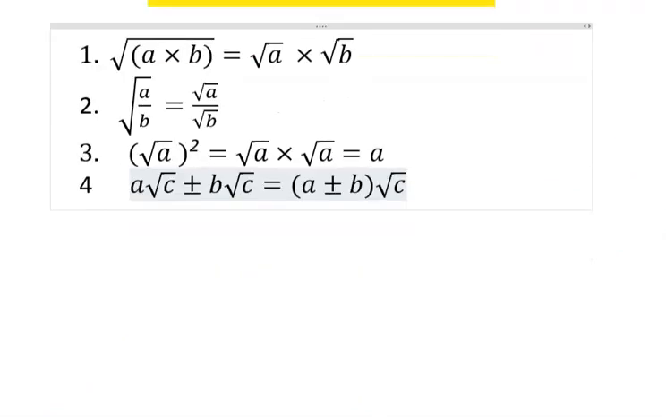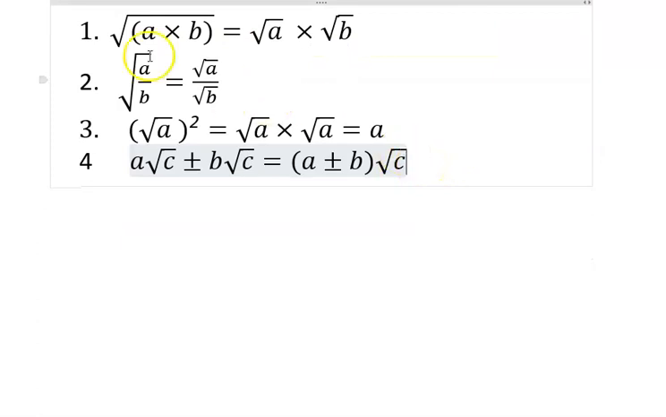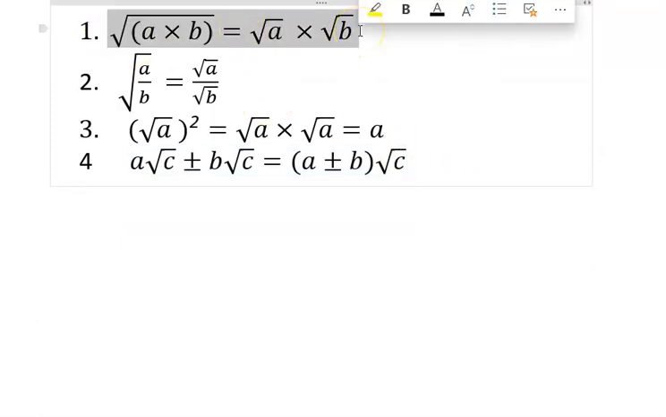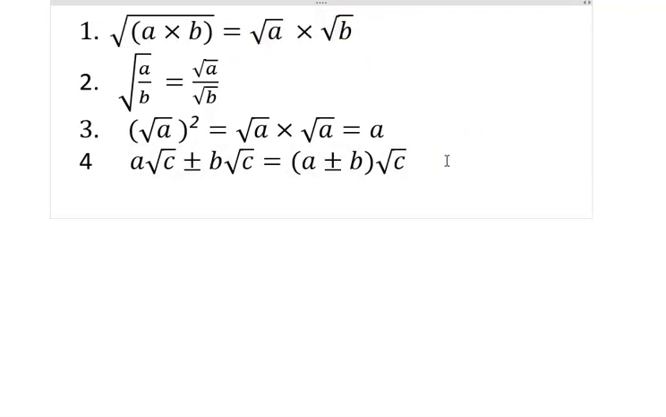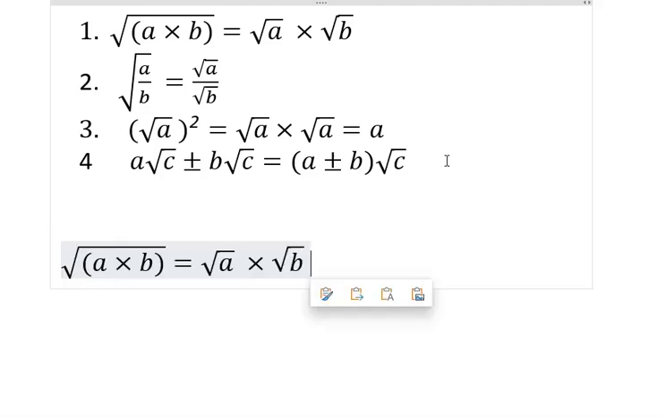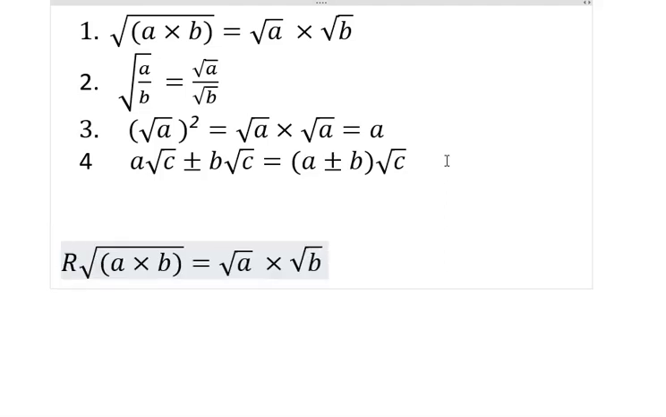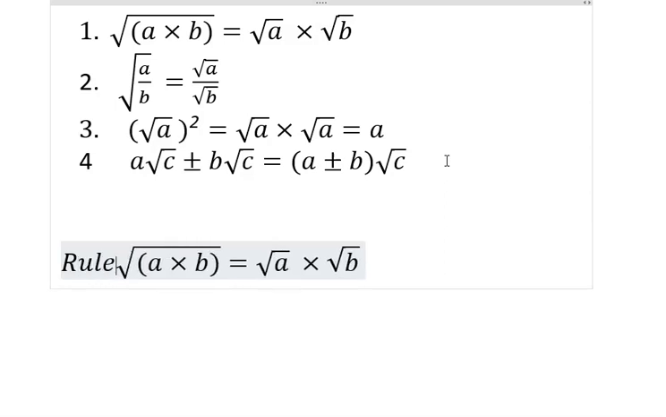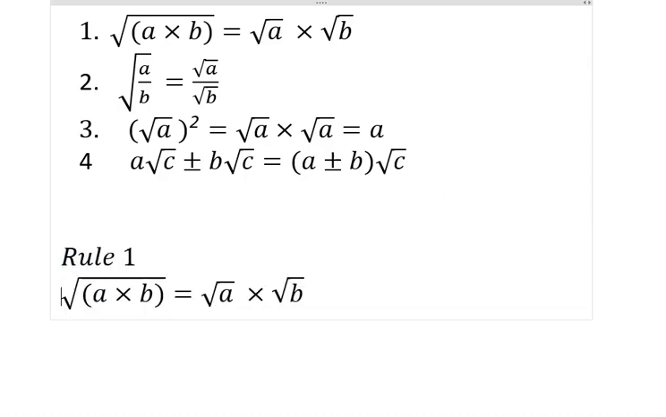Awesome. So we start with rule number 1. This is rule number 1. If you have the square root combining A multiplied by B, it is advisable you split them: square root A multiplied by square root B. So that's the meaning. If you have a square root combining what you have here, it is advisable you split them. So let's take some examples.